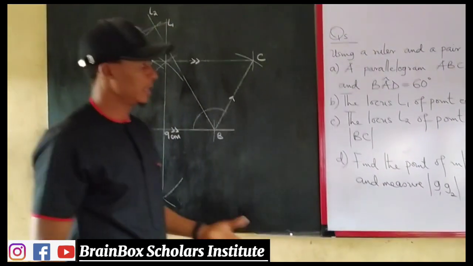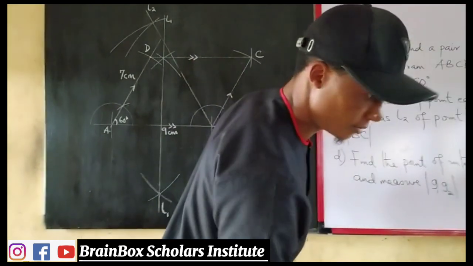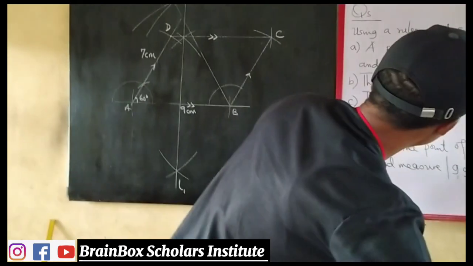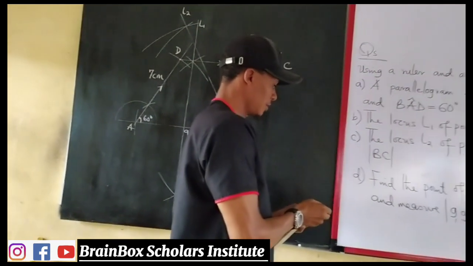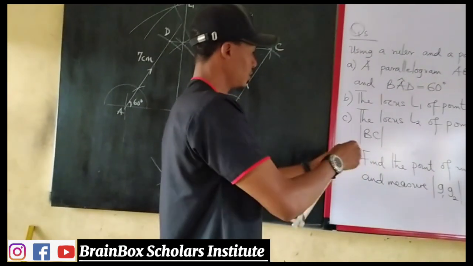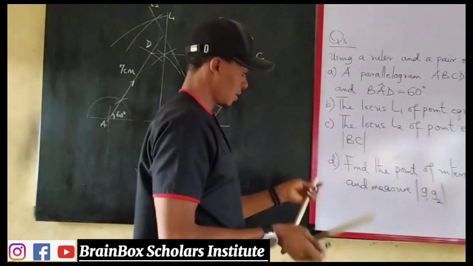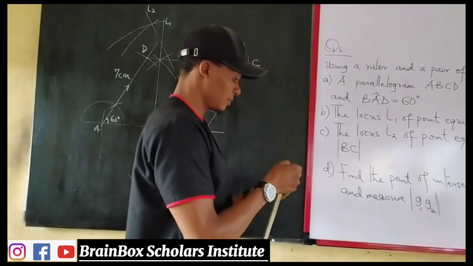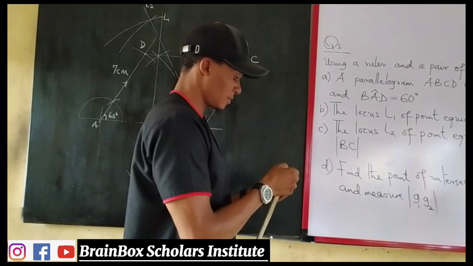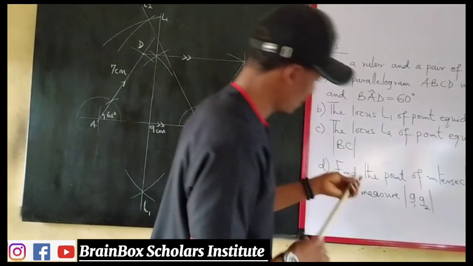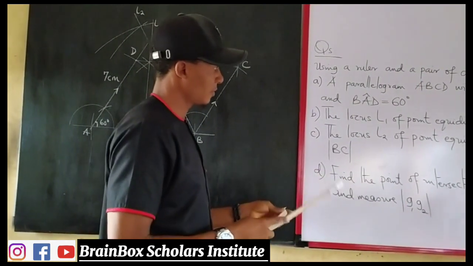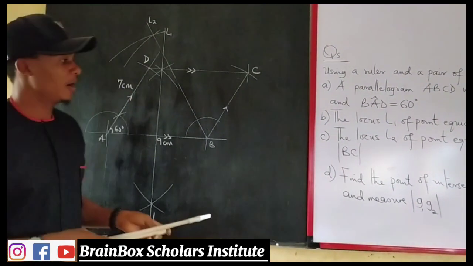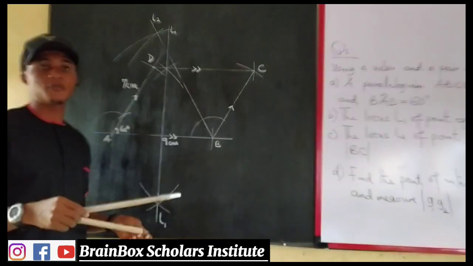Now the last one says, find the point of intersection. Find the point of intersection, G1 and G2, of L1 and L2. I measure G1 and G2. Okay. Alright. Are you following?